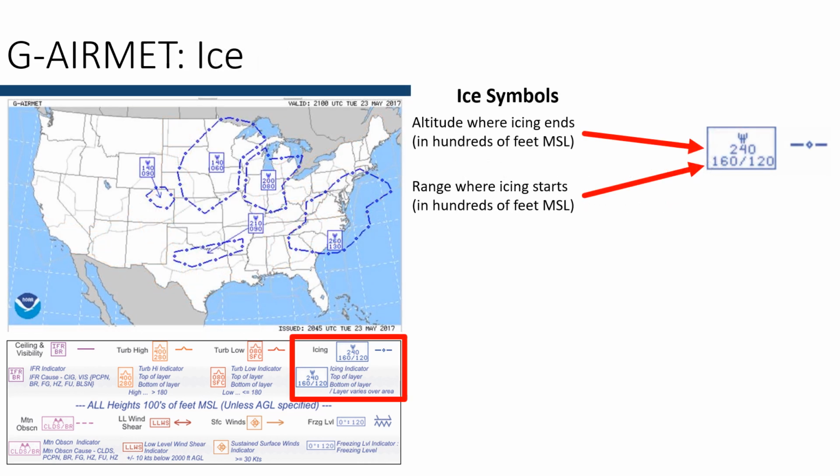When looking at a G-AIRMET ice, it is important to pay attention to the rectangular boxes on the weather product. The bottom number in the box indicates the altitude or range of altitudes where icing begins, i.e., the range of altitudes where the freezing level begins, and the top number indicates the altitude where the icing ends. Both values are again in hundreds of feet mean sea level.